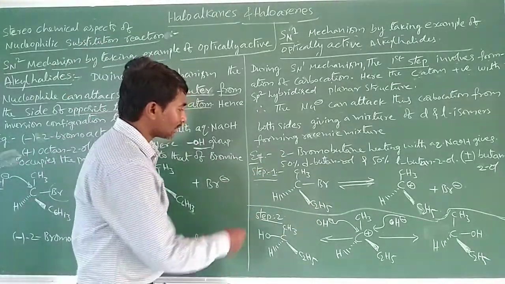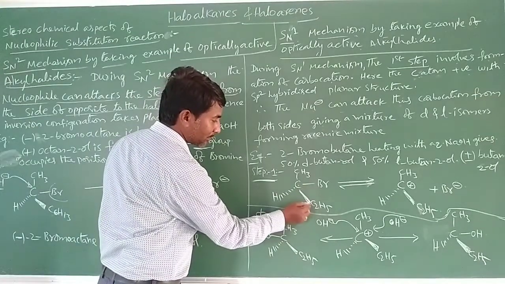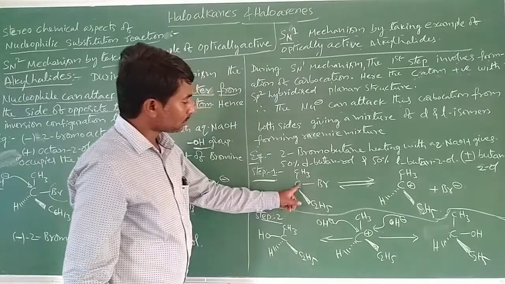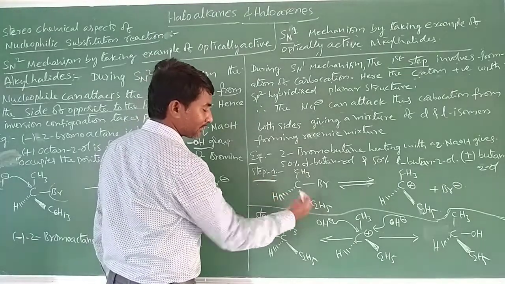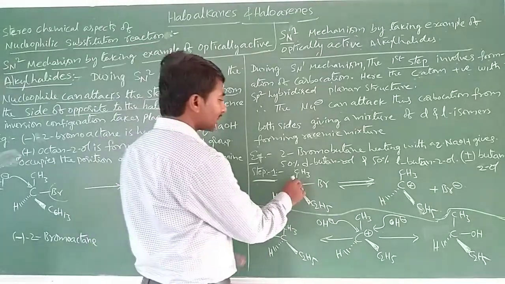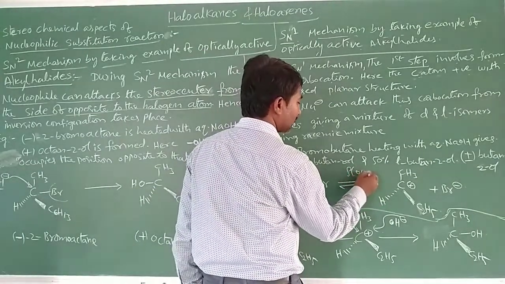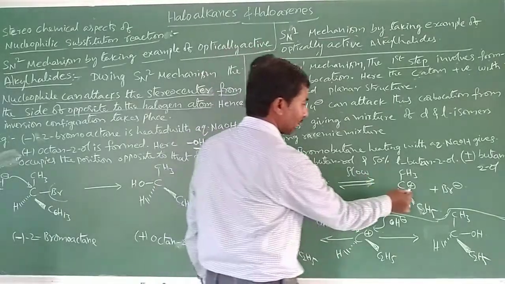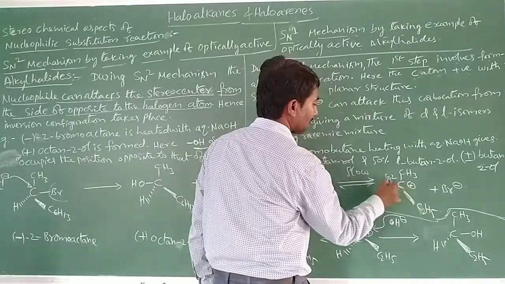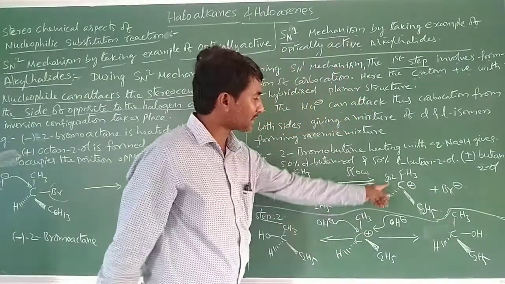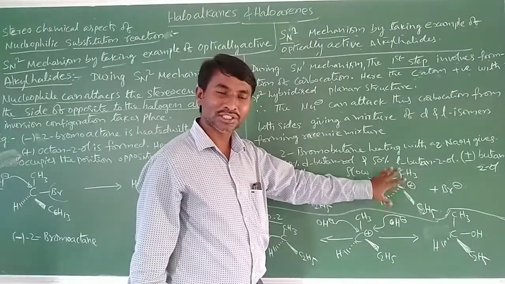This is the example. Here is the first step. This is 2-bromobutane, carbons 1, 2, 3, 4, with C2H5 and bromine. This is the structure, with a back side and a front side. The first step is the slow step, and it gives a positive carbocation. This carbon is sp2 hybridized, plus Br minus.